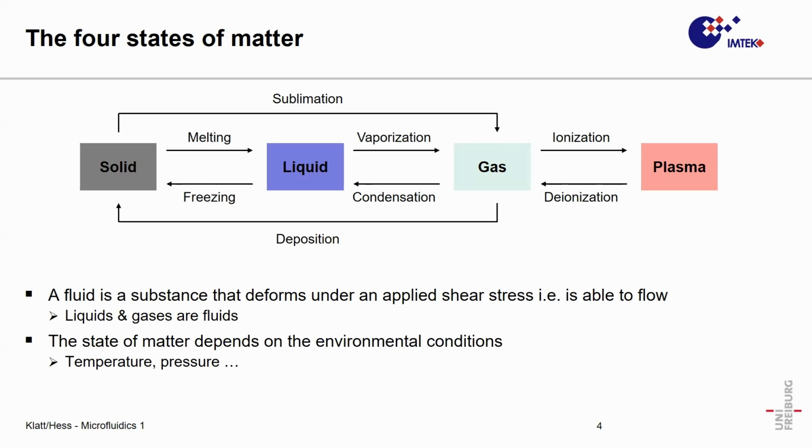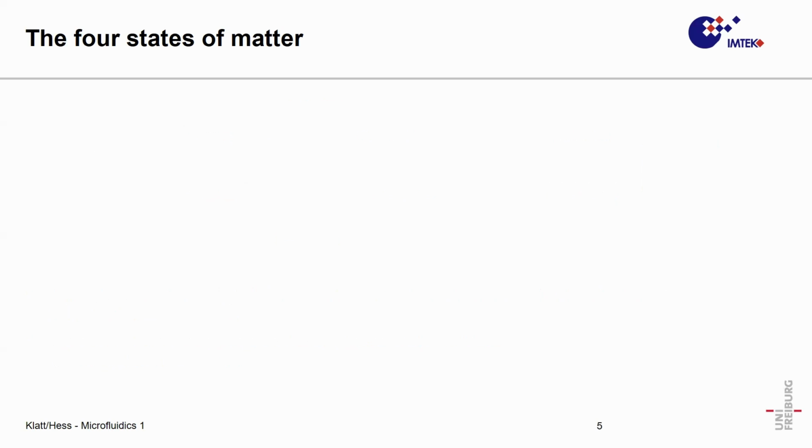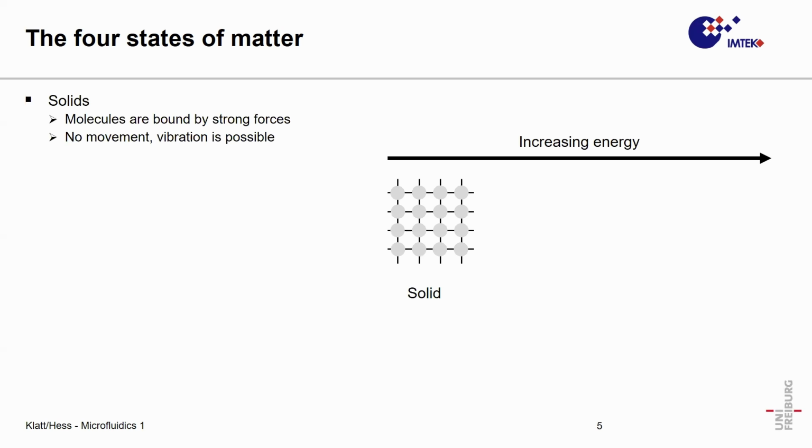And when you think about these 4 states of matter, you have to make yourself aware that the state of matter depends on the environmental conditions. Meaning if a substance is a solid or a liquid depends on the temperature, pressure, and so on. Let's have a more detailed look at the 4 states of matter, starting with solids.